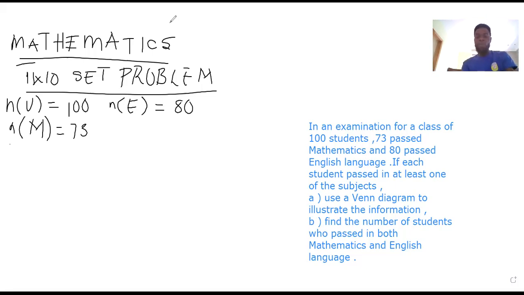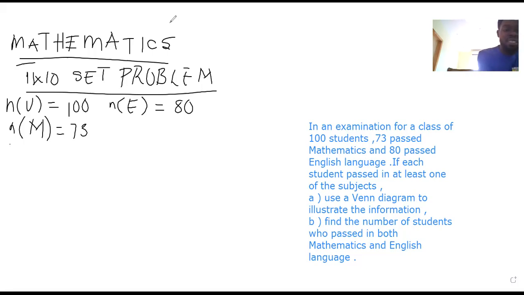Now, it said each student passed in at least one of the subjects, so meaning that we are not going to have region 4 because each student passed in at least one of the subjects. So none of the students failed, okay? None of them failed, so we are not going to have region 4. Take note of that. Now, we don't know the number of students who passed in both subjects. We're going to represent the number of students who passed in both subjects with a variable, okay?